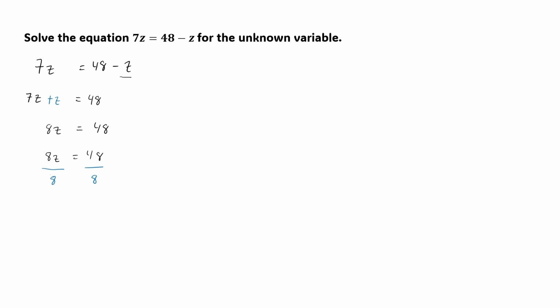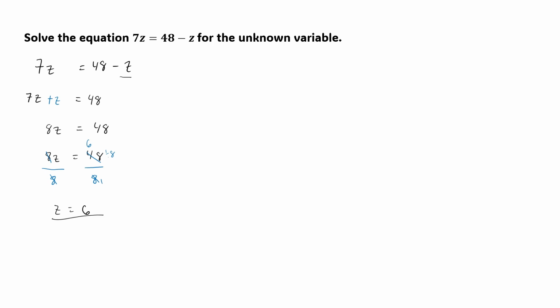So now we're going to simplify both sides. When 8z is divided by 8, this will leave us with just z. And next, our 48 will be divided by 8. And when 8 is divided by 8, that will be 1. And when 48 is divided by 8, that will equal 6. So for this equation, our z is equal to 6.